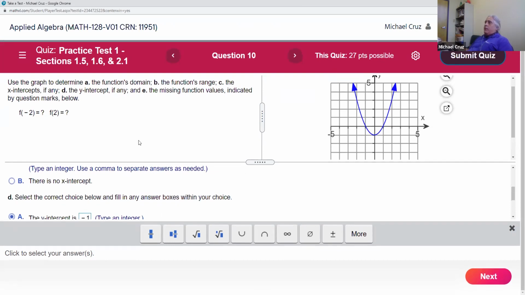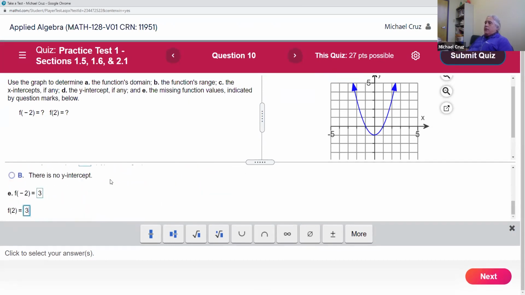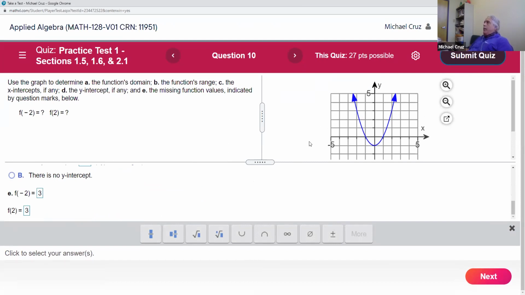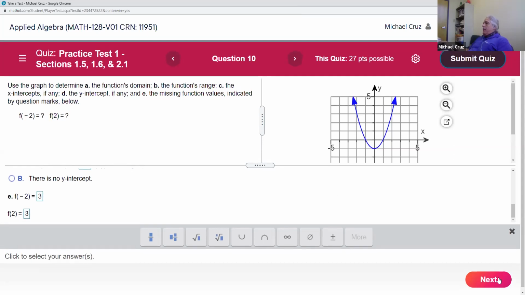Oh, there's something else. Missing function values. What is that? Oh, that's these. Okay. That's the missing function values. And in the offhand chance, if they had given us the y of a and asked us what goes in here, you'd have to count this much up on the y and then go across to x to see what it was. All right, how do we get to that next one? There it is.